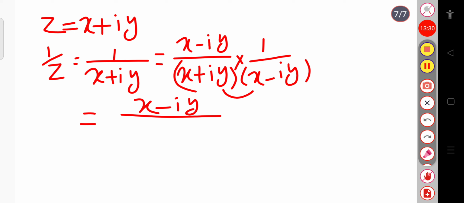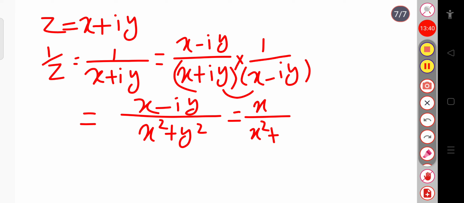So this will be x square plus y square. Or we can also write, separating the real part and the imaginary part, x by x square plus y square, minus iota y by x square plus y square.